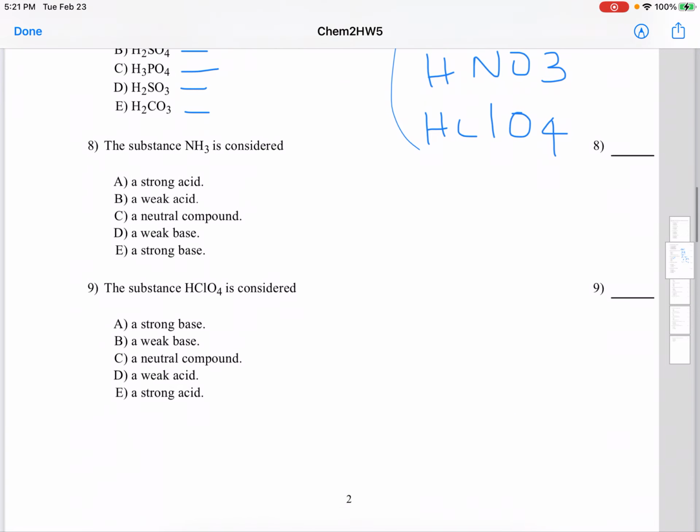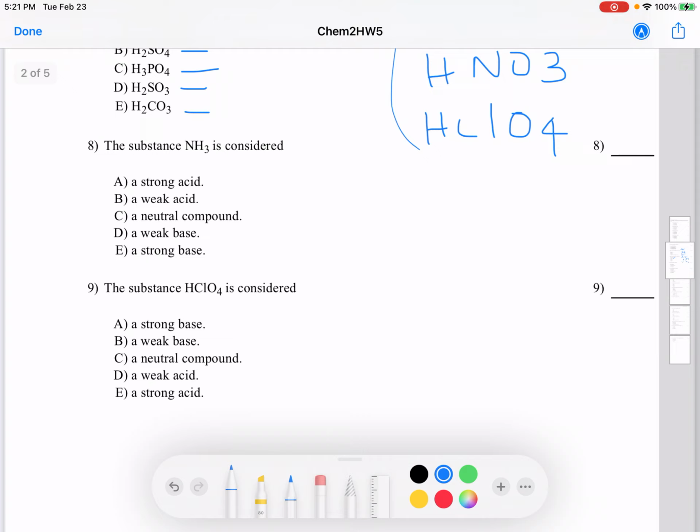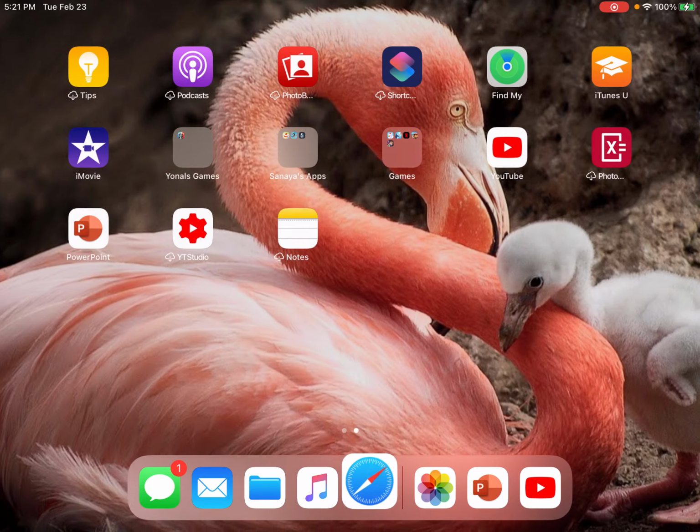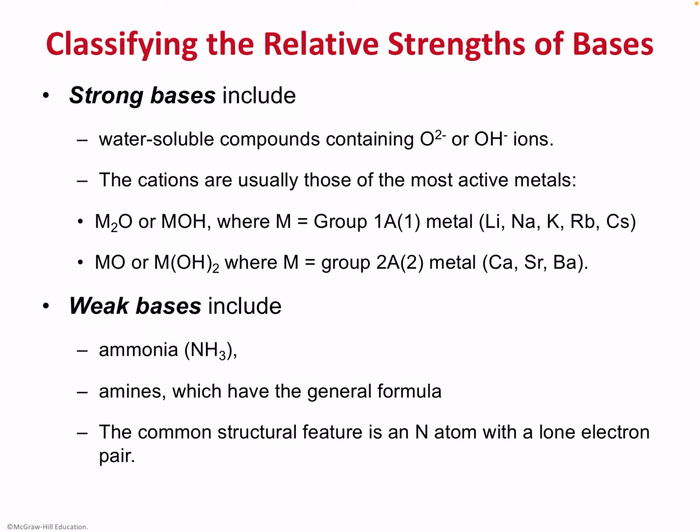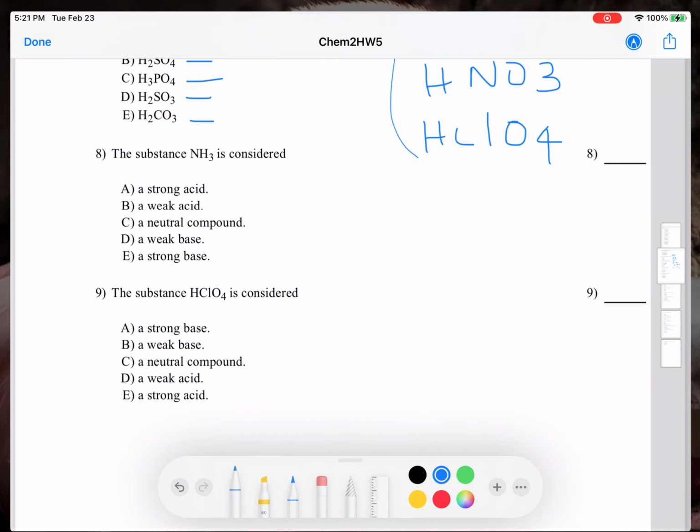Ammonia. What is ammonia? I showed you from our list. Is it an acid or a base? Ammonia is a base. So if you have forgotten, go to this slide. Weak bases include, you see here, ammonia. Ammonia is a base. Which one? It's a weak base. Okay, so there you have the answer.